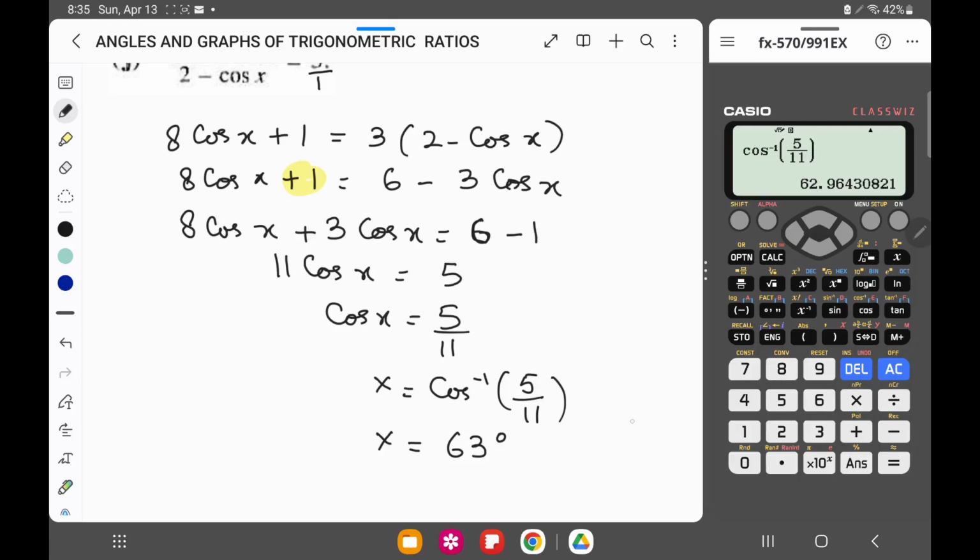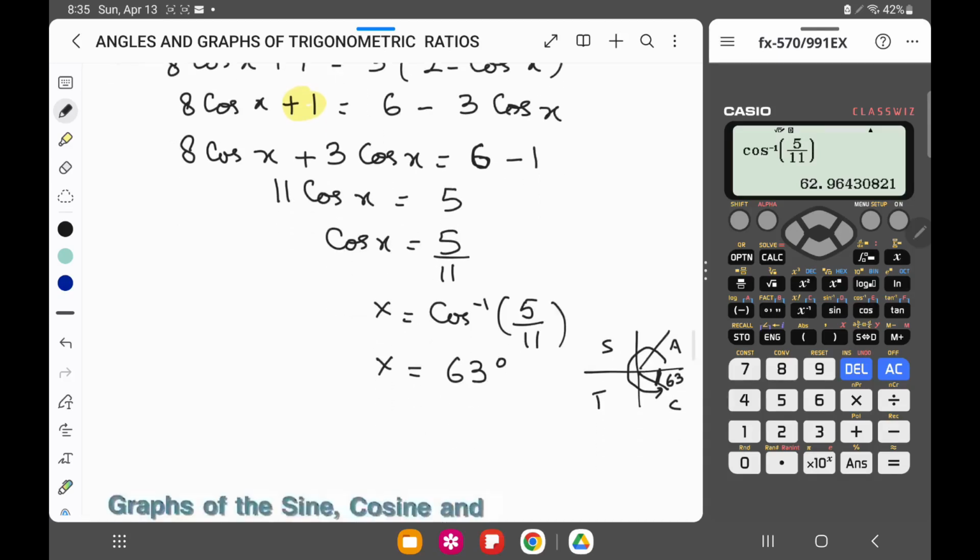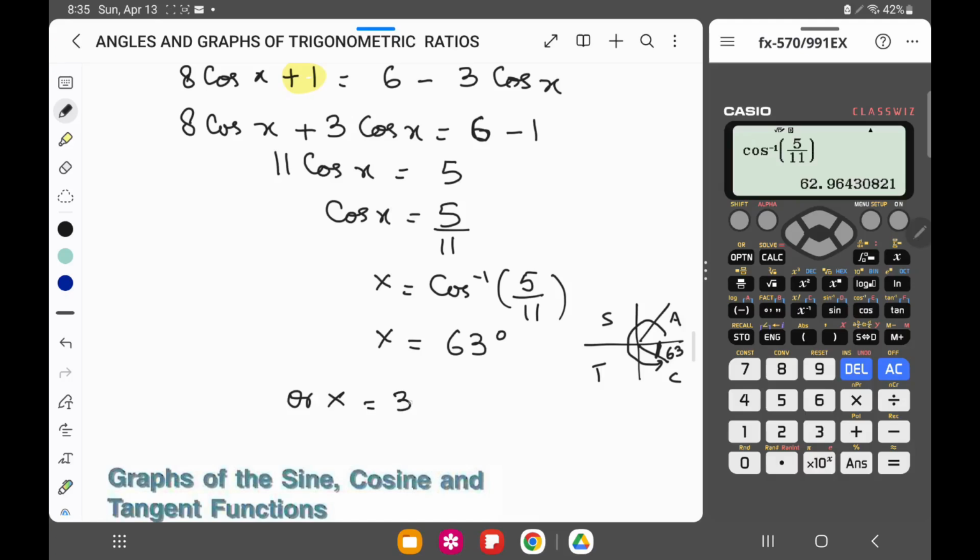So 63 degrees. Now we have cos positive here, and as you know, in the fourth quadrant cos is positive. So this is 63 degrees. So what do we do? We say 360 minus 63. So x is equal to 360 minus 63, which is equal to 297. Okay, so there are the two answers.